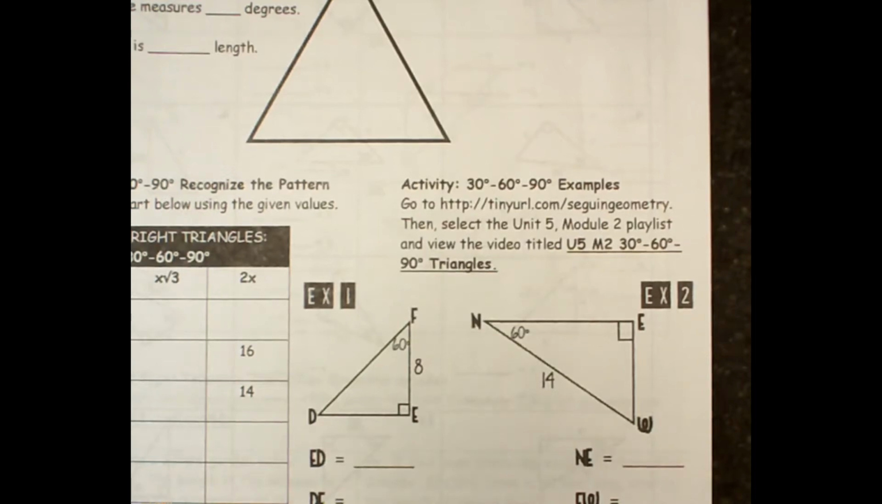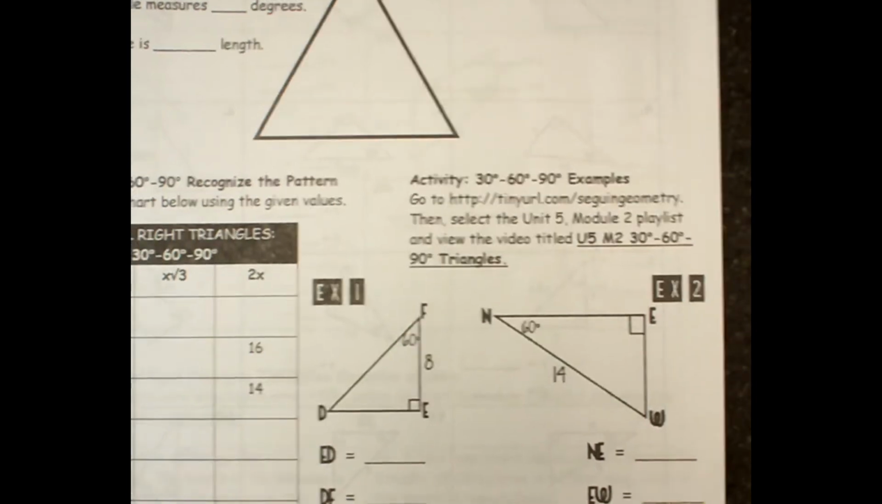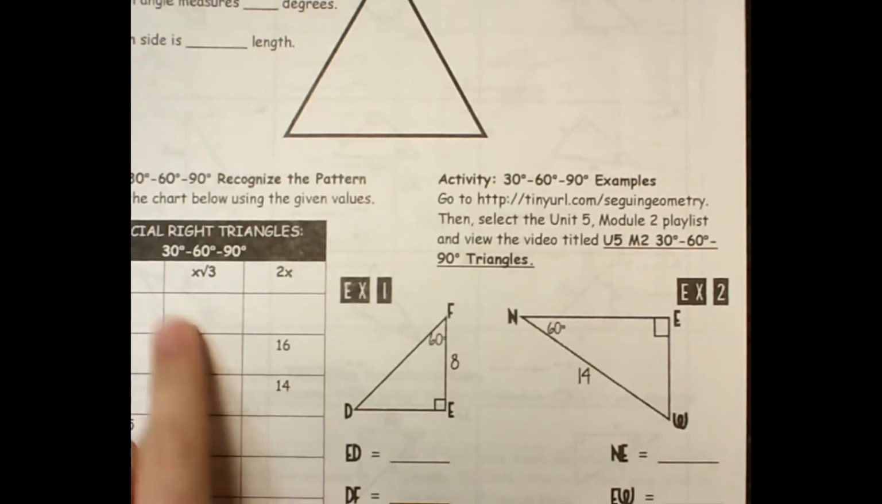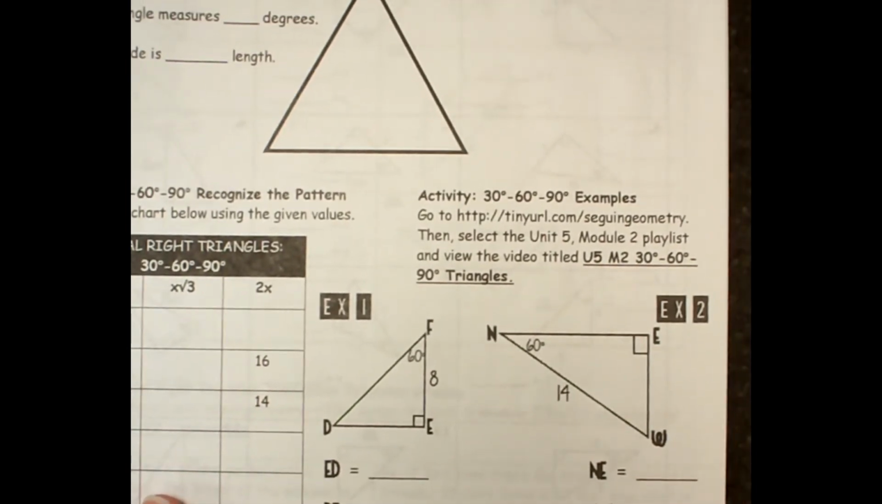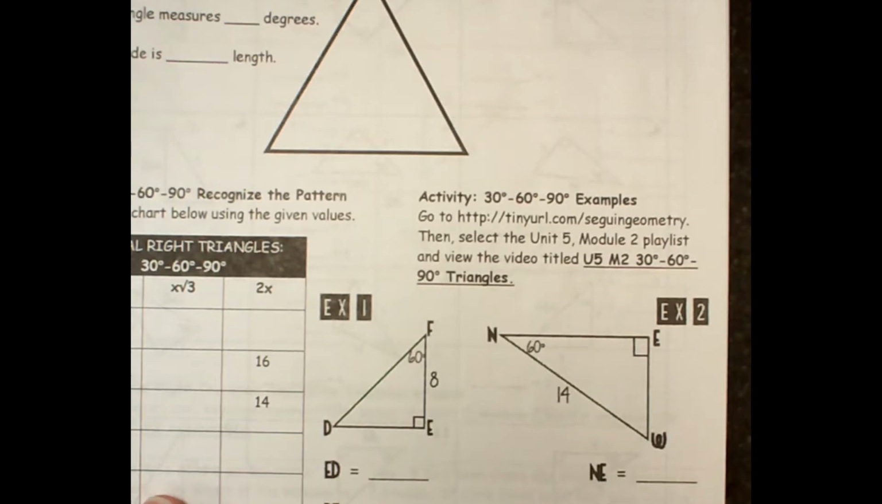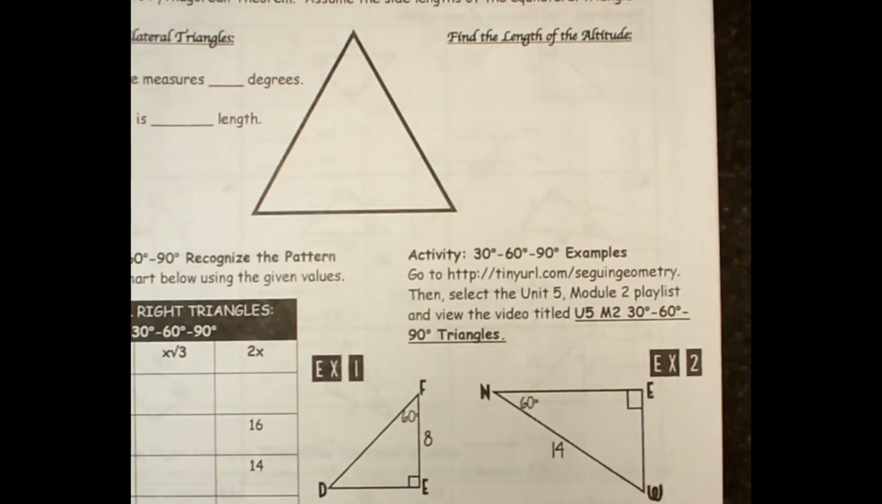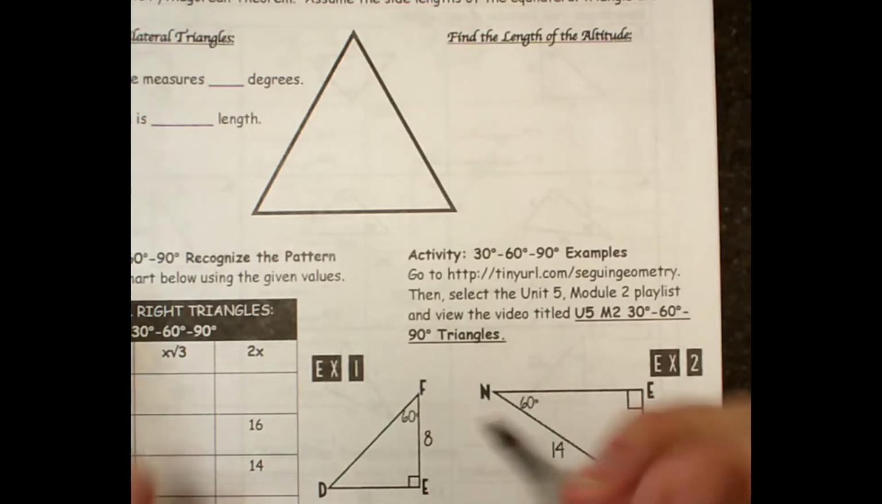Okay, so looking at the examples for your 30, 60, 90 triangles for the Unit 5 Module 2 playlist, I want to make sure we're all clear on the rules about which leg has which rule, because you completed the table to the left with the 30, 60, 90s, and what I need you to understand is which leg has which measurement. So I want to go back up to the top, and if you can make notes on this triangle so you have them.